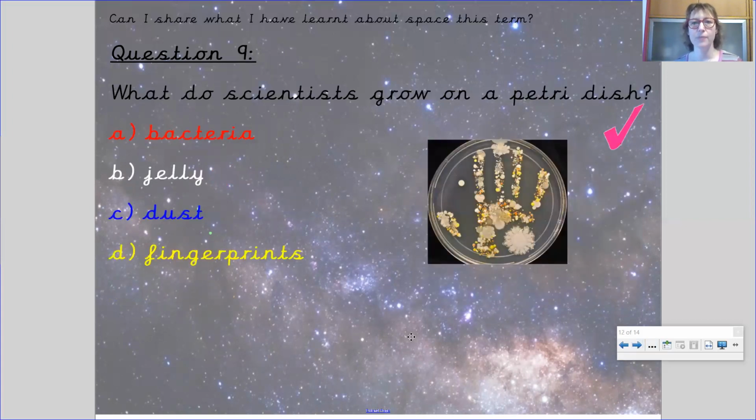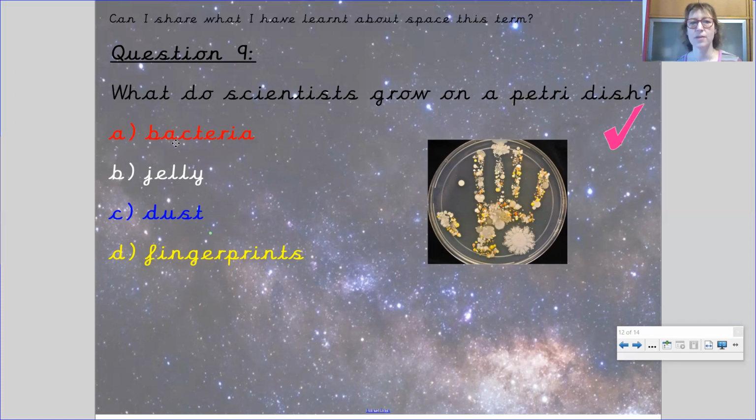Question 9. What do scientists grow on a petri dish? So is it A, bacteria, B, jelly, C, dust, or D, fingerprints? What do scientists grow on a petri dish?